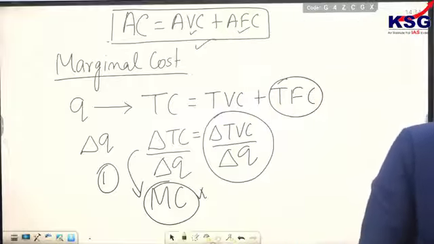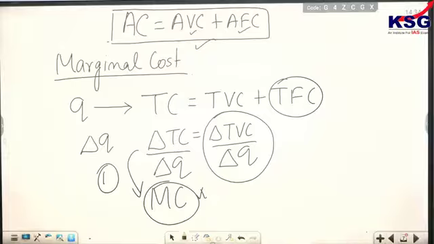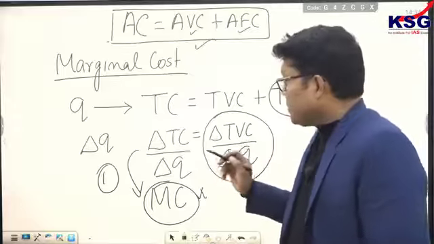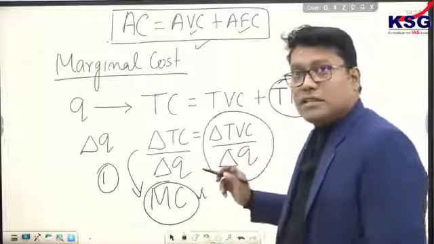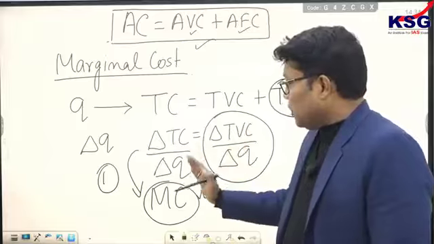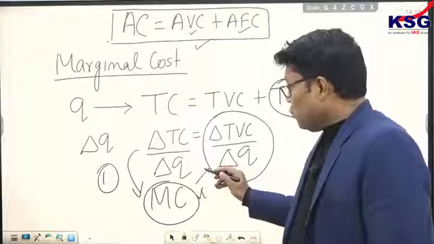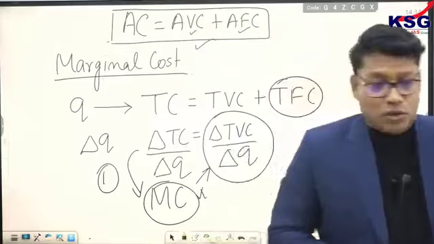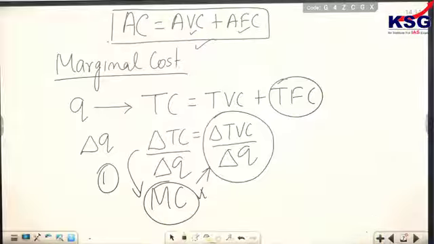Clear? Why? Because the marginal cost is defined like this: if one additional unit of output you are producing, then how much additional unit of cost you are going to incur. So TFC is going to remain the same, only variable cost is going to change. So MC, marginal cost, includes only change in variable cost. That's what I was saying to you. The marginal cost includes only change in variable cost, and there is no fixed cost component in the marginal cost.